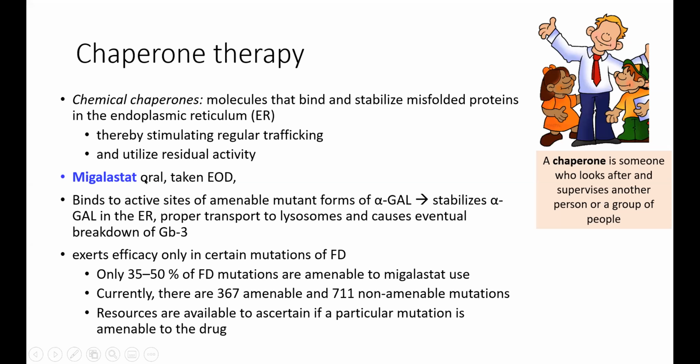So migalastat, when it is used as a chaperone, what it does is that it binds to the defective enzyme, which has some residual activity. It helps in the transportation of the enzyme to the lysosome, and then it helps in stabilizing the enzyme so that whatever defective enzyme the body is producing is utilized. Now, the only problem with this is that chaperone therapy can be used only in certain mutations of Fabry's disease, and that happens only in 30 to 50% of the cases. Currently, there are only 367 amenable mutations known. So for use of chaperone therapy, you need to know the genetic basis of Fabry's disease.